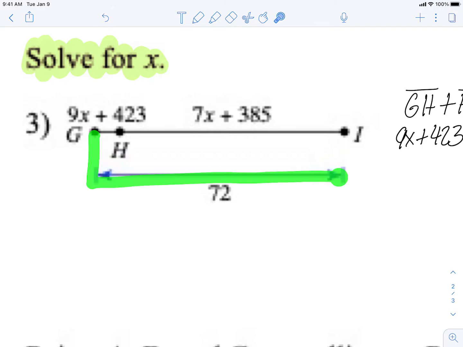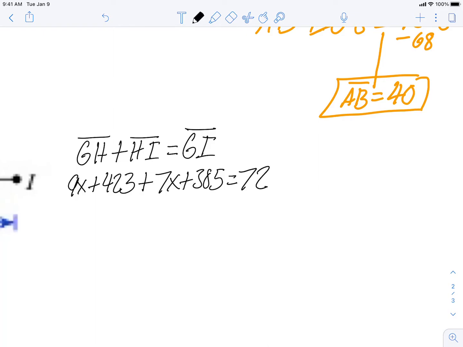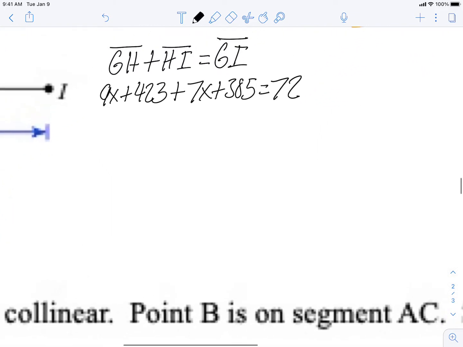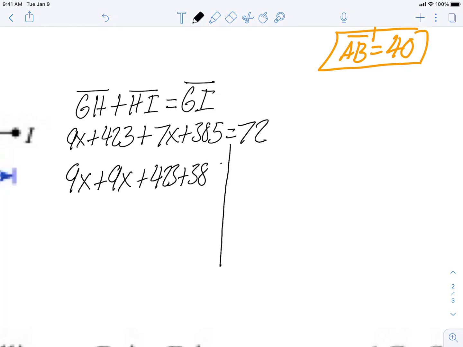GI goes from here to here. 72. Perfect. 72. So let us draw our line of separation here, right? Just like this. And I'm going to bring my x's together. So I'm going to write my 9x plus 7x together. And I'm going to write my 423 and my 385 together, just like that.